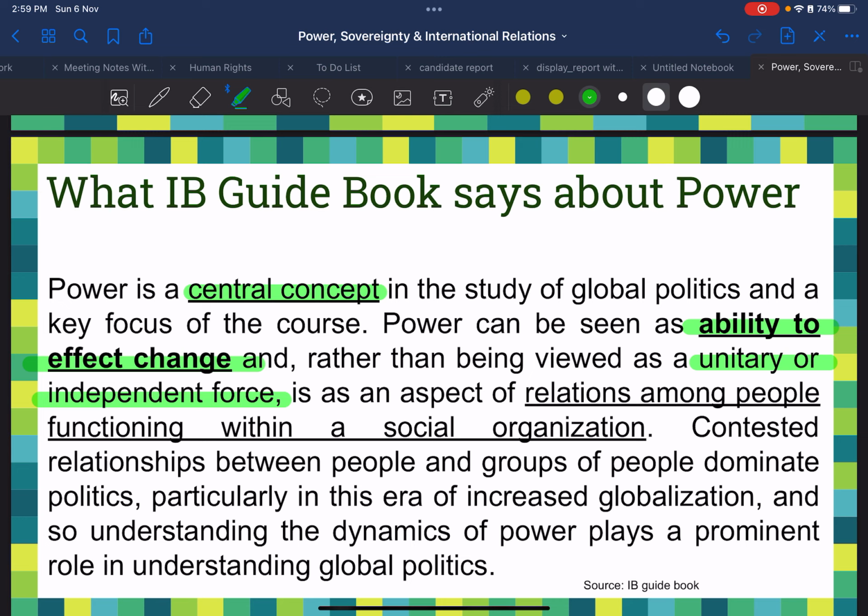or when you are exercising your power on someone else, right? So it is neither a unitary nor an independent force. It is an aspect of relations among people functioning within a social organization. Contested relationships between people and groups of people dominate politics, particularly in this era of increased globalization. And so understanding the dynamics of power plays a prominent role in understanding global politics. So this is what the concept of power is all about. Number one, it is the ability to effect change. Number two, it cannot be exercised as a unitary or independent force. Number three, relations amongst people functioning within a social organization are considered very well under the concept of power.